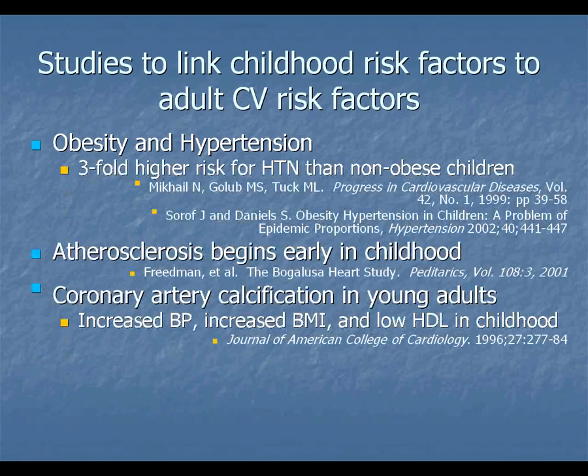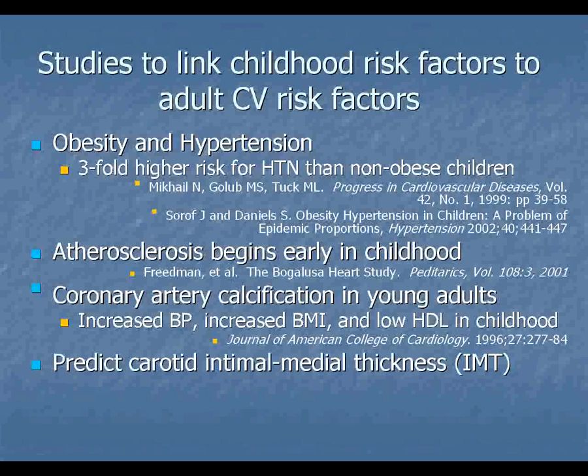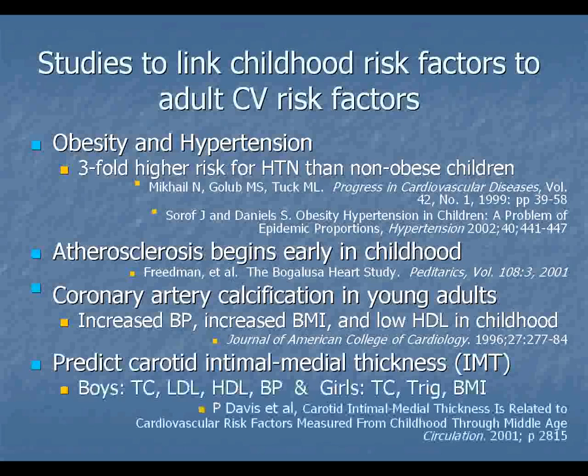This study published in JACC shows that there's a direct correlation with the amount of coronary artery calcification noted in the young adult population. And then finally, carotid intimal medial thickness, which is not something we typically use yet in our preventive cardiology clinic, but we hope to do in the future with ultrasound imaging of the carotids. But adult cardiologists are commonly using this study, and it was found that in boys and children, total cholesterol, LDL, HDL, and blood pressure were excellent predictors of what the carotid intimal medial thickness would be, and in girls it was interesting, it was different numbers. Total cholesterol, triglycerides, and BMI were predictive of that.